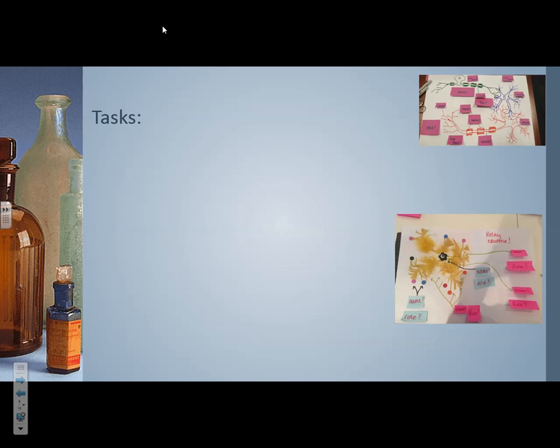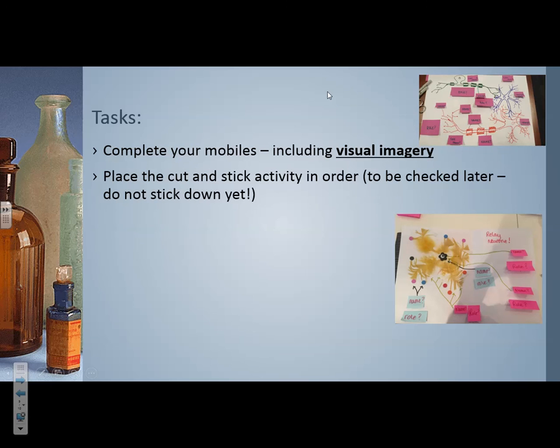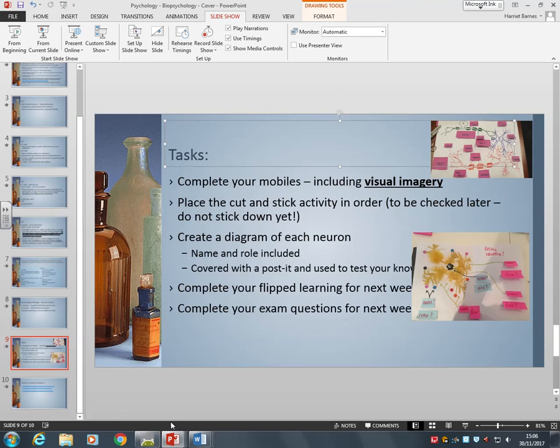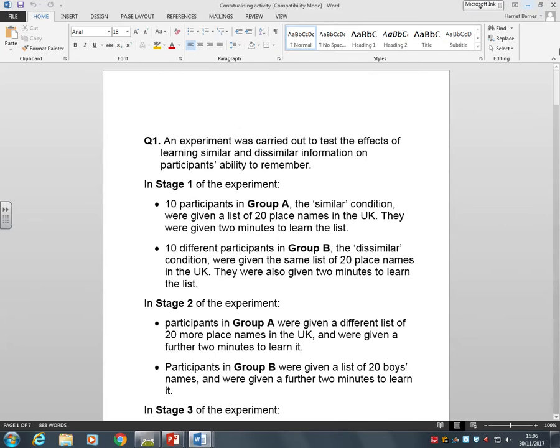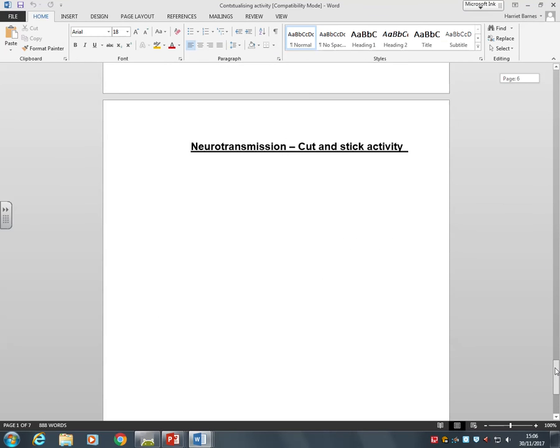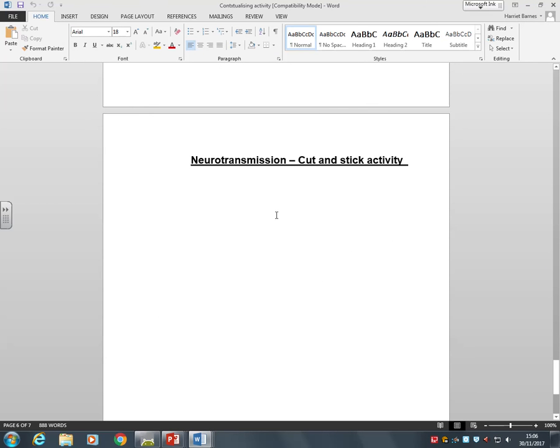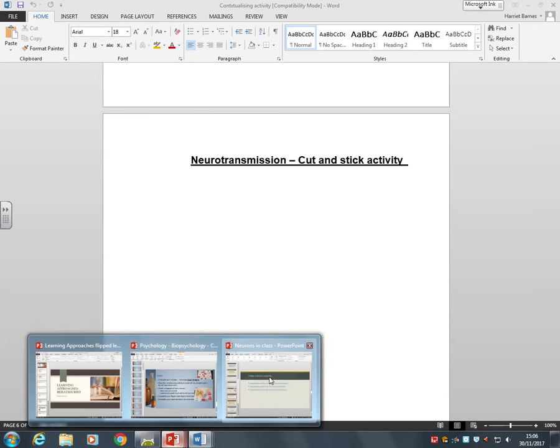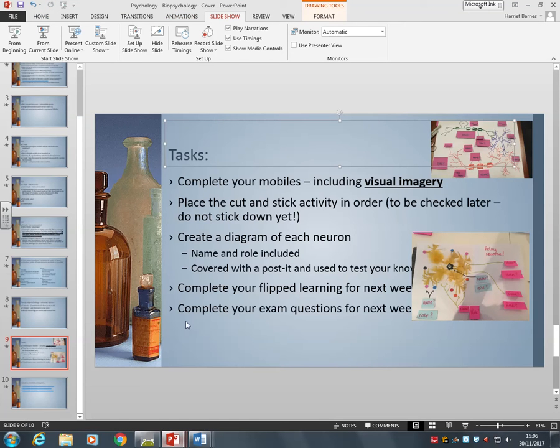There we go, much better. So, the first task, complete your mobiles including visual imagery, and then you are going to place the cut and stick activities in order. Don't stick them down yet. They will go on the back of this worksheet here. So if you have a look at this worksheet here, go right onto the last page. It says neurotransmission cut and stick activity. That is where you are going to include this information. Okay, so where is it? There it is.